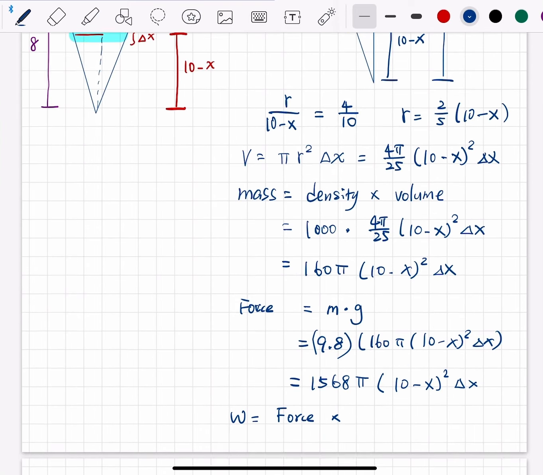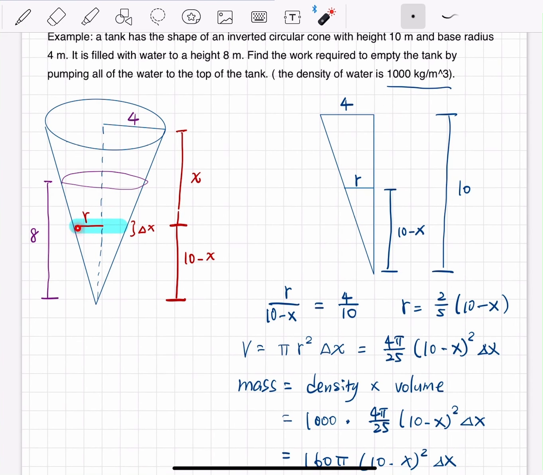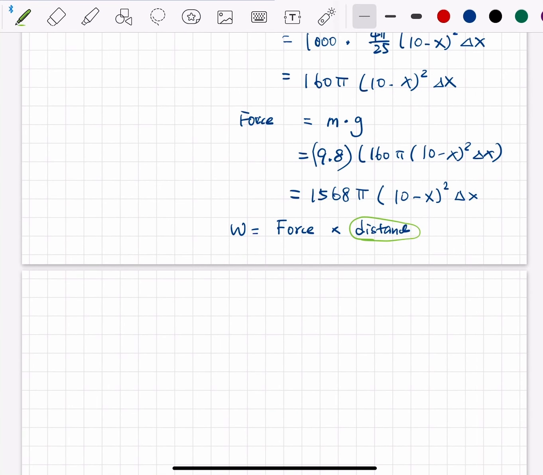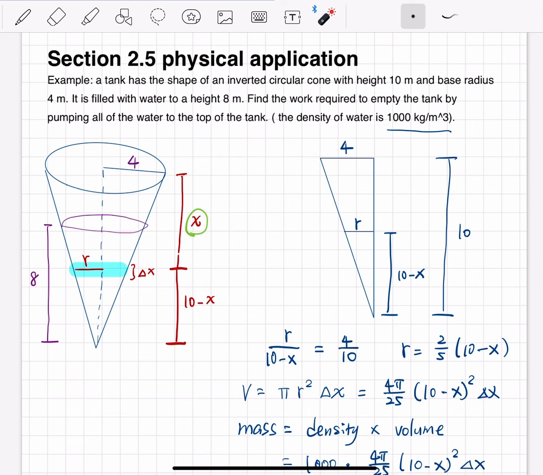The distance, I'm using this color, is going to be the distance this piece of water is going to travel out, which is going to be this one. So the force, 1568 pi times (10 minus x) squared delta x, we need to multiply by another x. And this is the force we need to lift one slice of the water out from this circular cone shape.